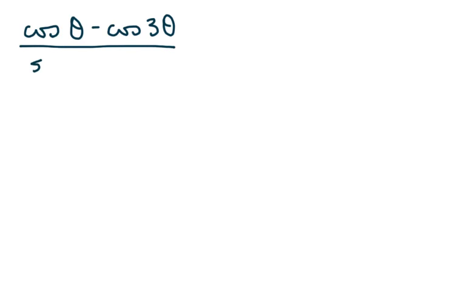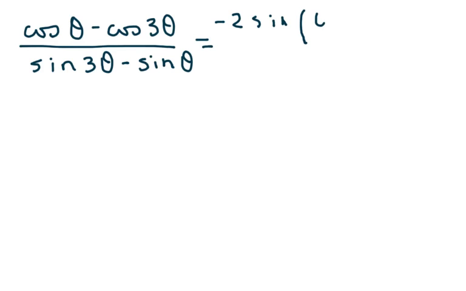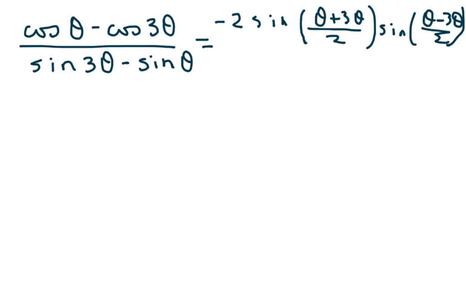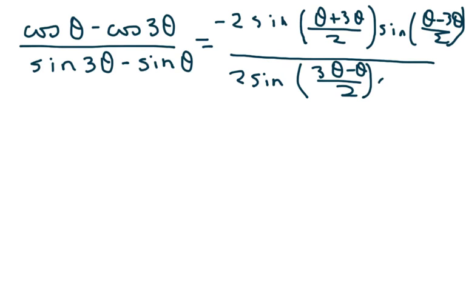Okay, the next one we're going to do is cosine of theta minus cosine of 3 theta over sine of 3 theta minus sine of theta. So I'm going to break both the numerator and the denominator down. This gives me negative 2 sine of (theta plus 3 theta)/2 times sine of (theta minus 3 theta)/2, over, and the denominator is going to be 2 sine of (3 theta minus theta)/2 times cosine of (3 theta plus theta)/2.